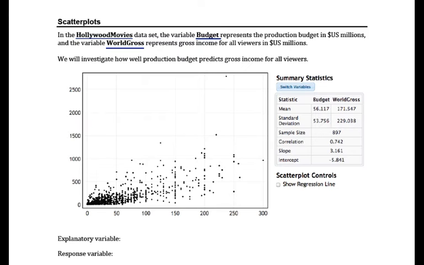So in a scatter plot, we want to have the explanatory variable down along the horizontal axis and the response variable along the vertical axis. Now in this case, we are told we want to investigate how well the production budget predicts gross income, which means that our explanatory variable is budget. And our response variable is world gross.